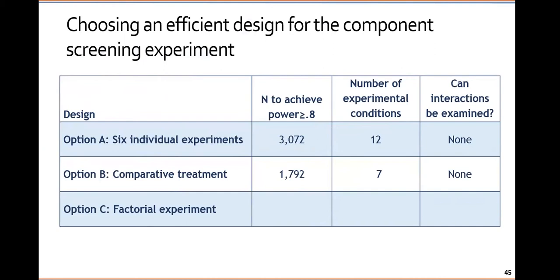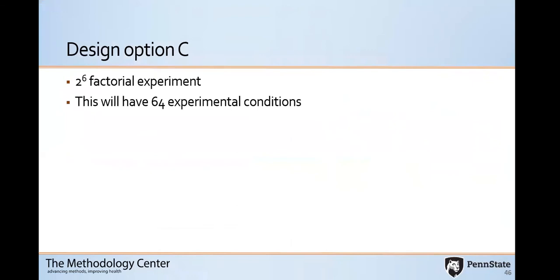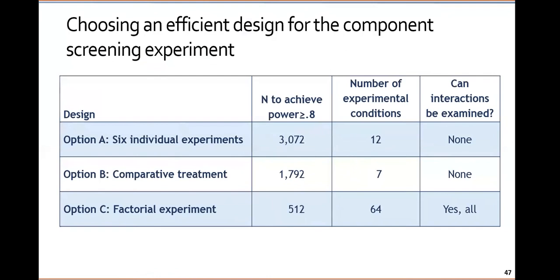So the third option is a factorial experiment, 2 to the 6th, and by that I mean it's a 2 by 2 by 2 by 2 by 2 by 2 experiment, I think I said that right. And that would be 64 experimental conditions. Now, notice that the factorial experiment would require only 512 subjects.